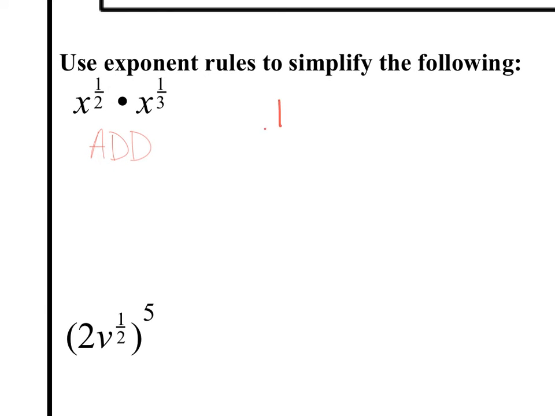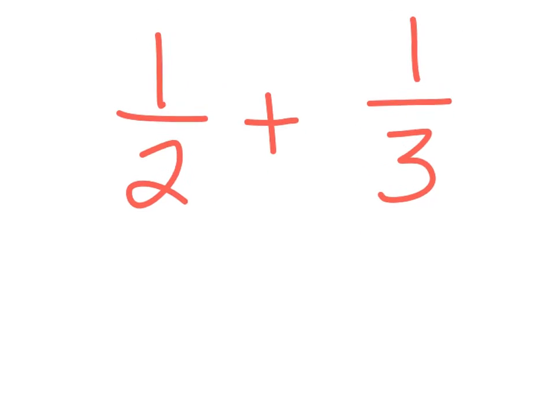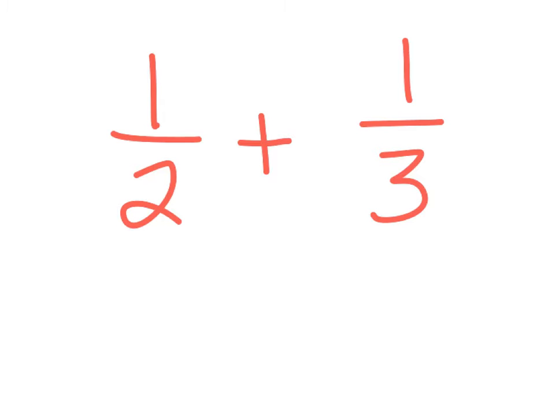1/2 plus 1/3. Shoot. Do you have the same denominator? Nope. So you can't add them yet. You have to get a common denominator, which we could think of as like the least common multiple. 6. To get 2 to be 6, what do you multiply by?